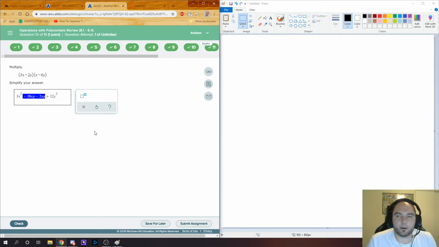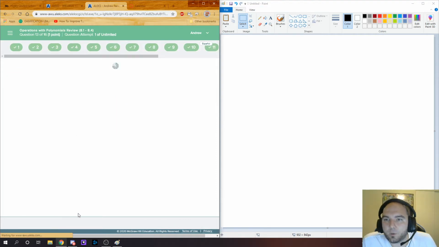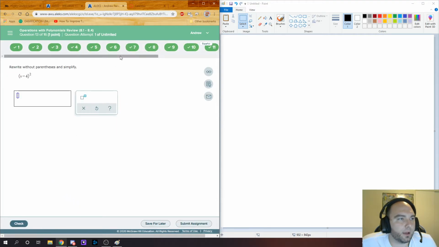Okay, can't end it here. I got to combine the middles. Negative 18 and negative 2 make negative 20xy. So same thing I was doing. This one had two letters in it. Big whoop. All right, now as we get to the end here, we're going to see some special properties.